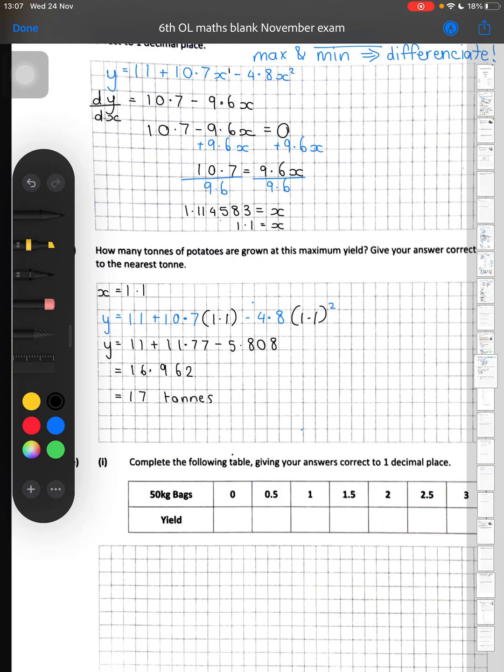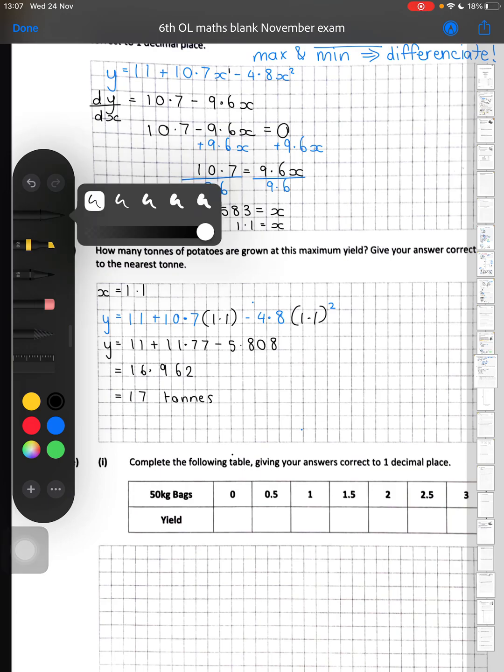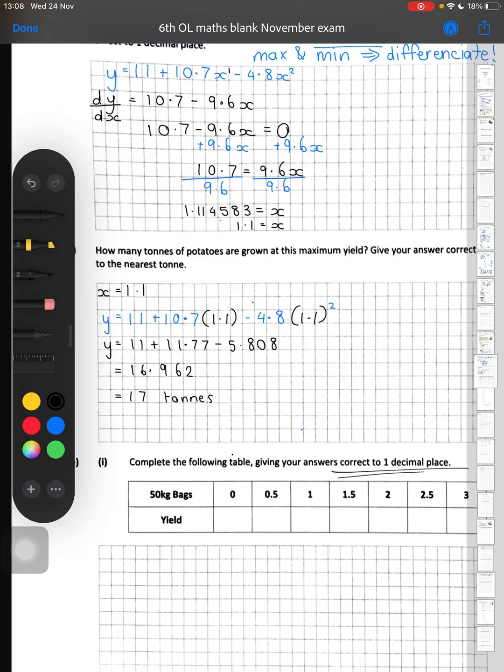Now, it says complete the following table, giving your answer to one decimal place. So you need to fill in the function of what y is equal to. Up here, y is equal to 11 plus 10.7x minus 4.8x squared, and you use all these different x values to fill in this table. You guys can do that in your calculators. I'm not going to do out a table with all these workings in it, because you can type this into your calculator.